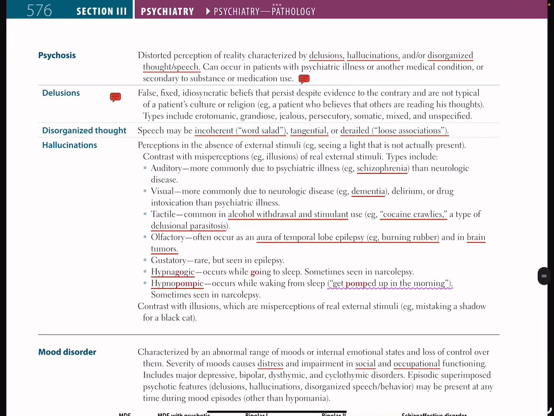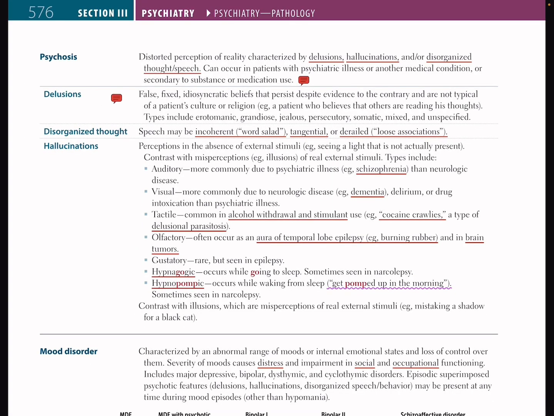Psychosis is distorted perception of reality, characterized by delusions, hallucinations, and/or disorganized thought or speech. It can occur in patients with psychiatric illness or another medical condition, or secondary to substance or medication use. So they will give you a case of a patient that presented to the emergency department. He's hallucinating, and the symptoms started after he was up studying for an exam. He's in college, and he admits that he used substances, and he has hypertension and tachycardia. They'll ask what the reason for the psychosis was: it's substance-induced.